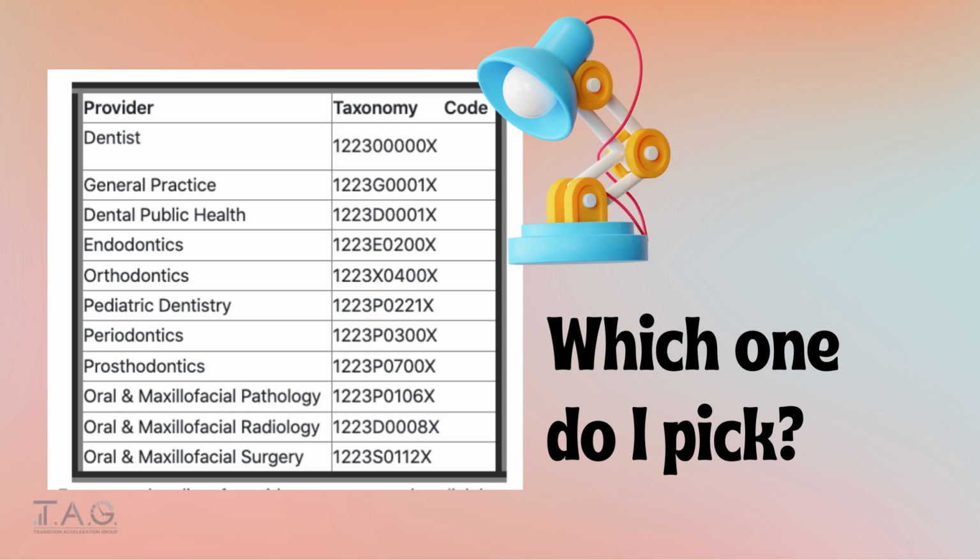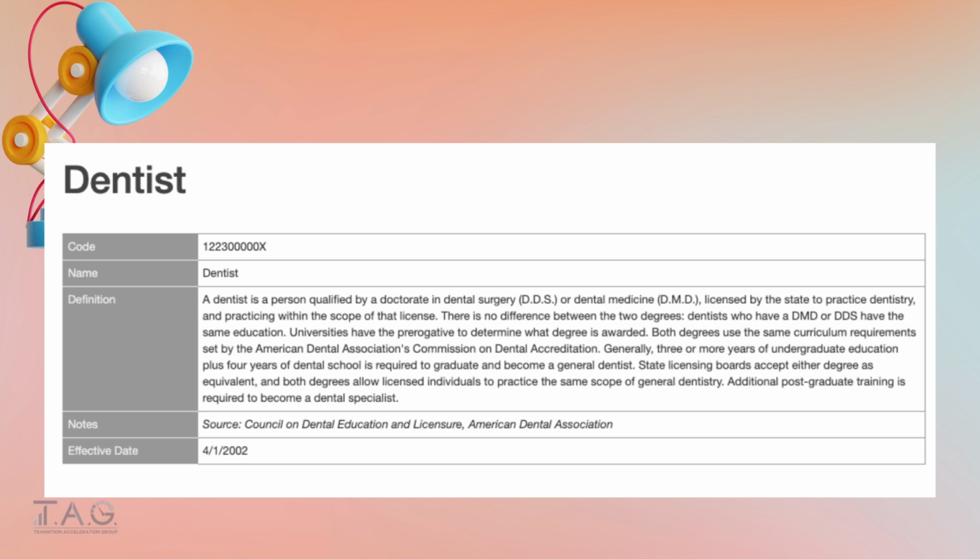So on your organizational NPI 2 number, you can have the one that says general practice, and on your NPI 1 number, you will have dentist. You can also add additional taxonomy codes. So you can have more than one taxonomy code. That's not an issue on the NPI profile.